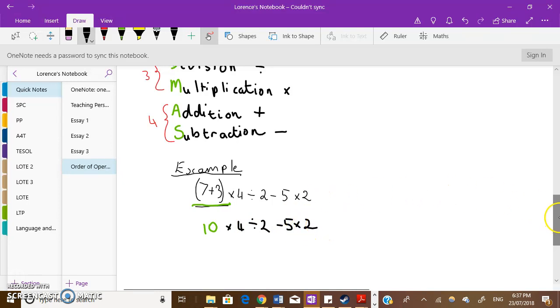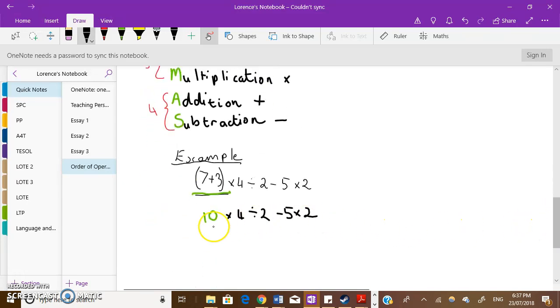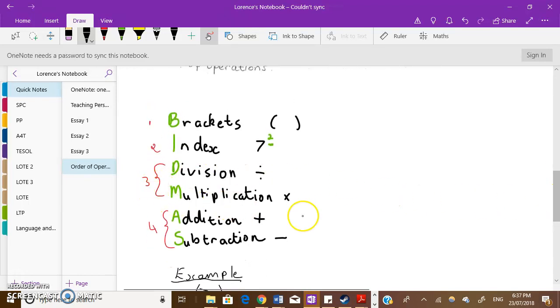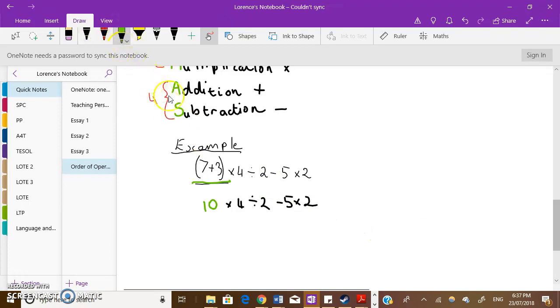Now, the next thing is index. Are there any of these? No, we don't have an index. So that means we go to the next level: division and multiplication. Let's have a look. Do we have any division and multiplication? Yes, we do. We've got multiplication and division, and we also have a multiplication here.